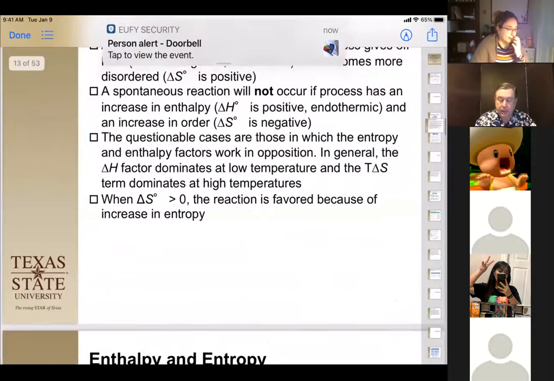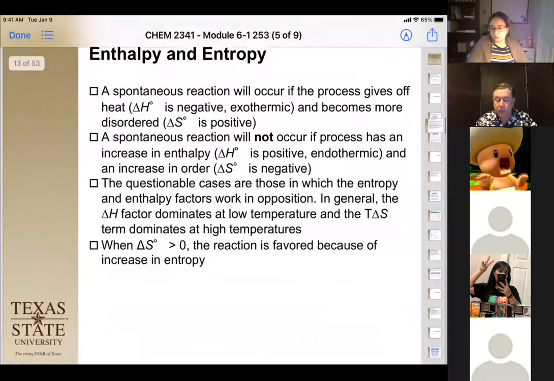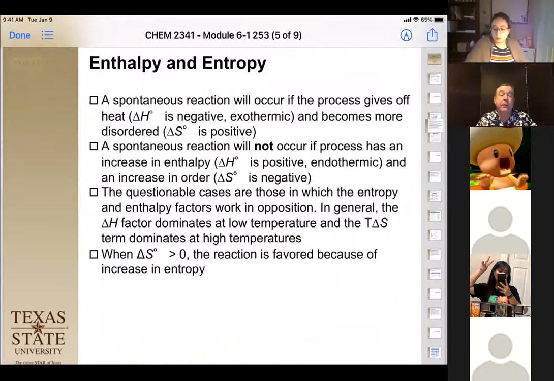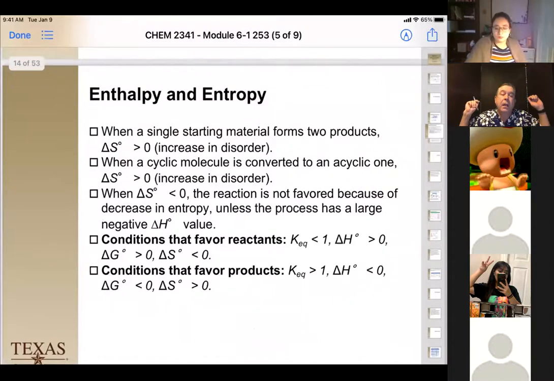Okay, so when delta S is greater than 0, the reaction is favored because of the increased entropy. So if you're going from 5 things to 1 thing, and you're doing it at a very high temperature, entropy is dominating your reaction. Okay, so we only have to worry about the entropy component when we have... let me just go to the next line here. So when starting from a single material that forms 2 products, you have increased entropy.